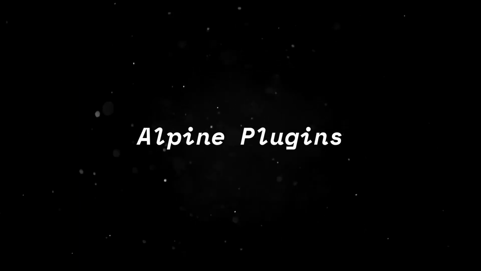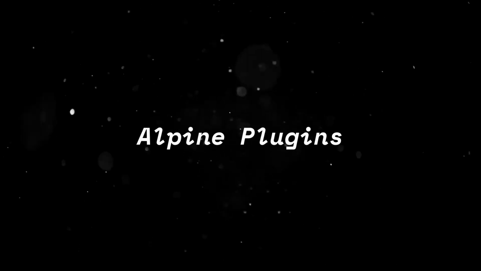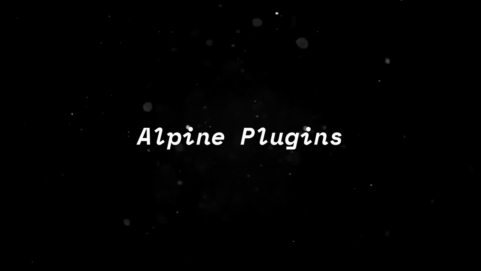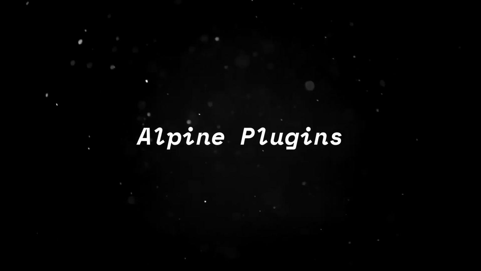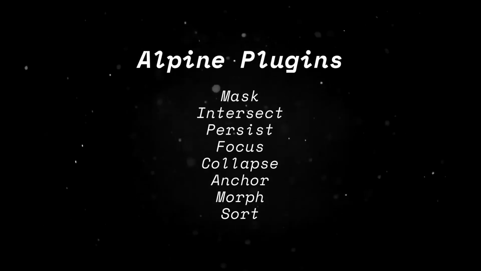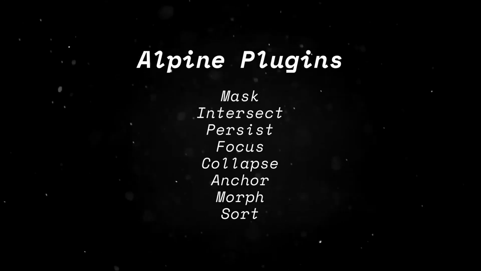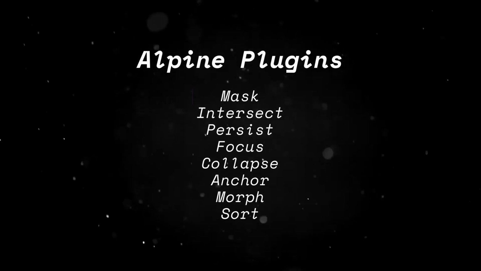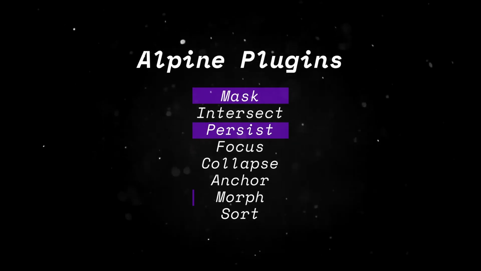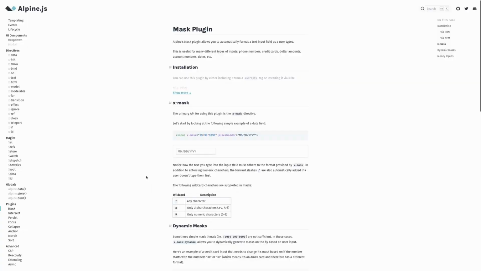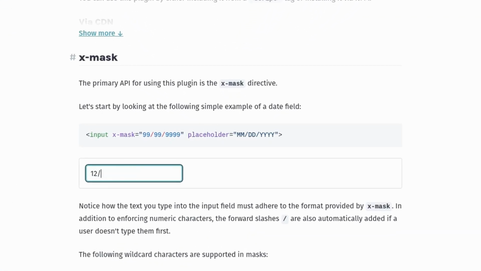Let's take some time to understand Alpine plugins. If you are not interested in this section, you can skip to the next section. Currently, Alpine has 8 plugins which provide additional functionality to Alpine JS. All these plugins are good, but I like the Mask, Persist, and Morph plugins the most. Mask plugin automatically formats the user input. You just add the x-mask attribute and user inputs are auto-formatted by Alpine.